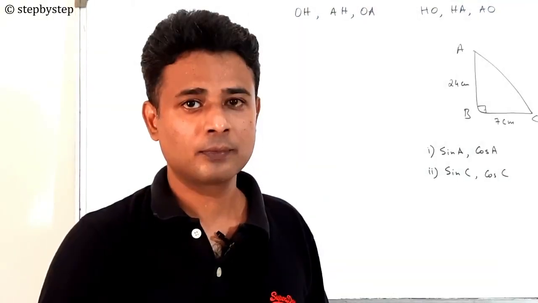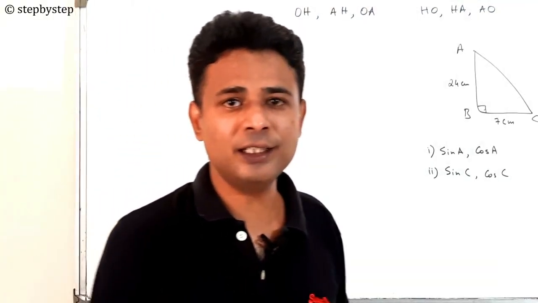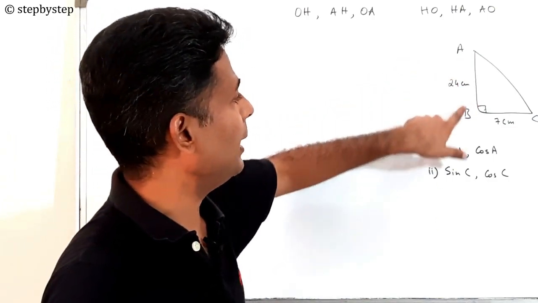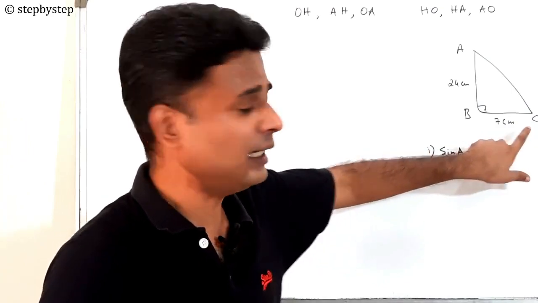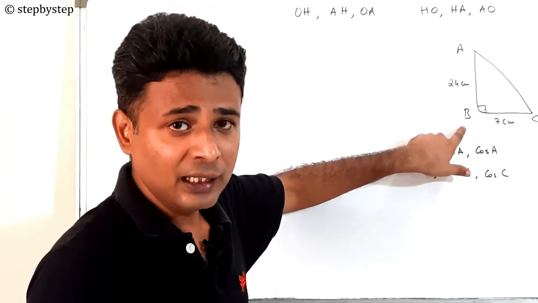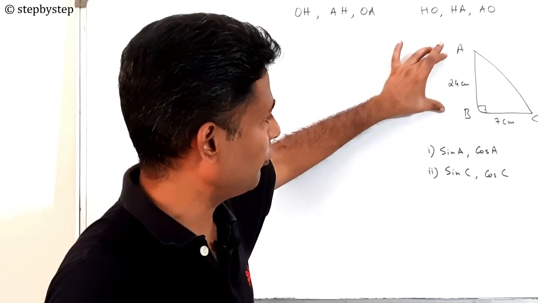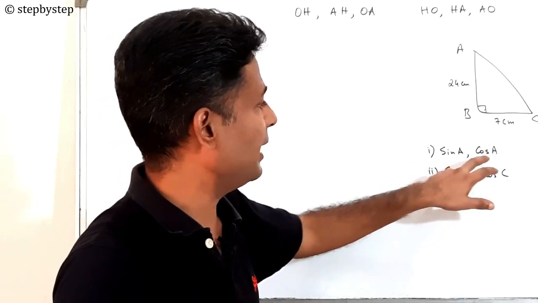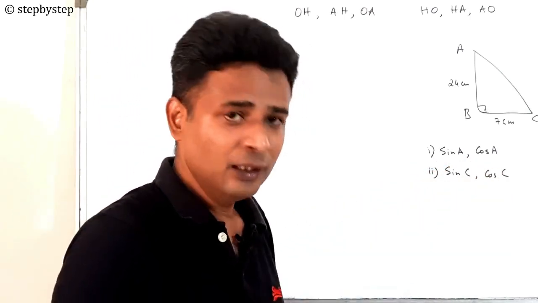Now I'll solve a few. We'll be solving exercise 8.1 from your insert textbook. Alright guys, the first question in your insert textbook, exercise 8.1. What they have given is ABC is a right angle triangle, right angled at B, and they have given you length of AB and they have given you length of BC, and they have asked you to find sin A, cos A, and sin C and cos C.